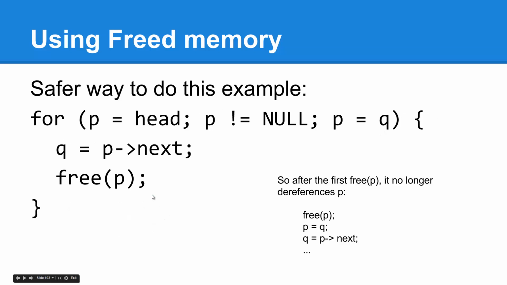So the safe way to do this is to use a temporary variable and go about it this way. Instead of setting p equal to p sub next, use a temporary variable q. It's rather self-explanatory.